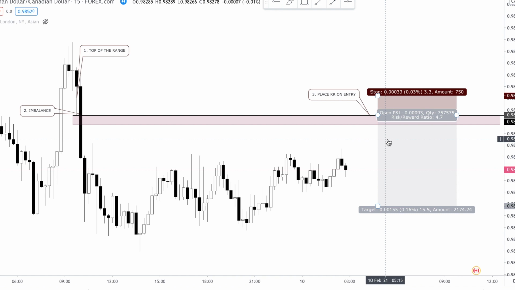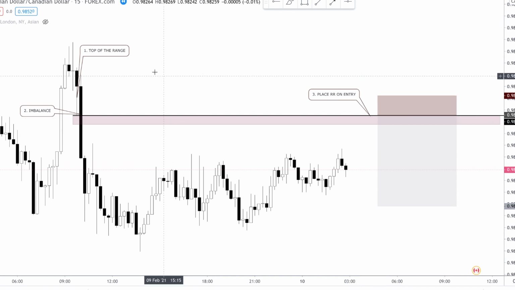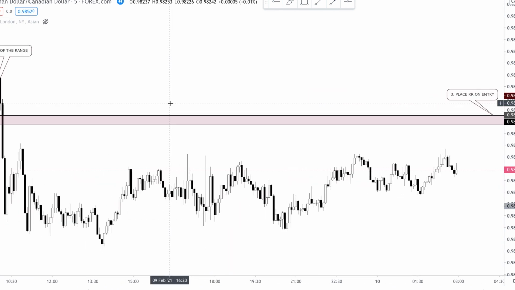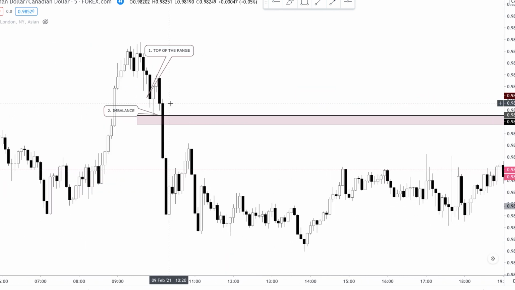So first things first, when it comes to your risk to reward, you're going to start with your stop loss. Why? Because your stop loss is more important than your target, because how much money you lose is more important than how much money you make.